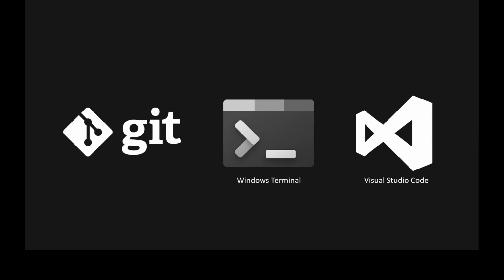Then you need a terminal to interact with the source control system with Git. You can use command line, the command prompt. You can use PowerShell. You can use Windows PowerShell. You can use anything basically. But I like to use Windows Terminal.